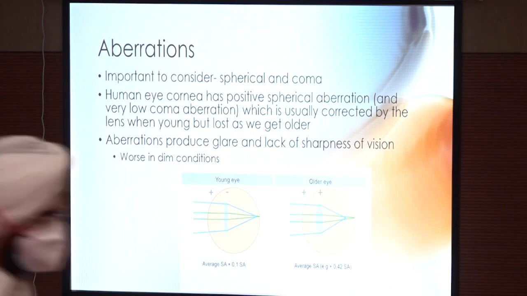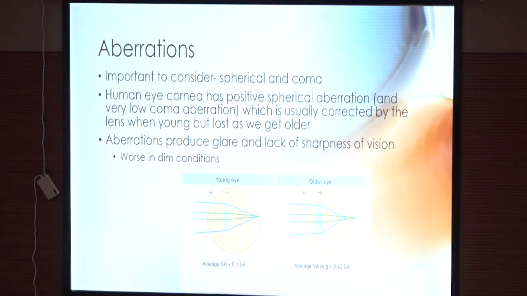Now we come to the aberrations. What are the most important aberrations to consider? The spherical and the coma. Spherical is the 4th order aberration, and coma along with trefoil is the 3rd order aberration. The human cornea has positive spherical aberration and very low coma, which is usually corrected by the lens itself when young, but it is lost as we get older. In a young eye, the cornea has positive spherical aberration of plus 0.27 and the young eye lens has negative spherical aberration. So they cancel each other.